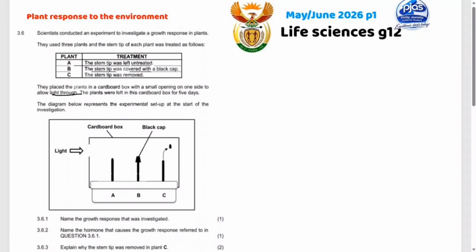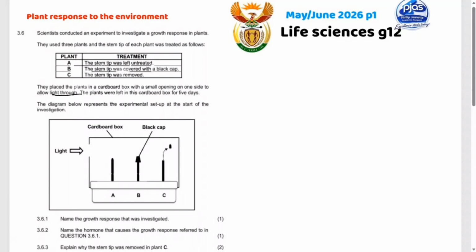Tropism is the growth of a plant in response to the external stimuli. The light will act as the stimuli. So this is phototropism. Why? Because we have placed the plants in a small opening box to allow light to enter. We are investigating the growth of a plant in response to light, which is phototropism. That is why they place the plants in a cardboard box with a small opening on one side to allow light through. This is phototropism.